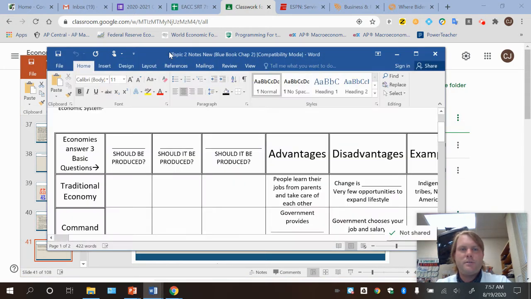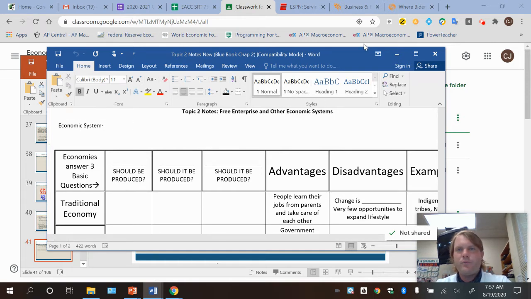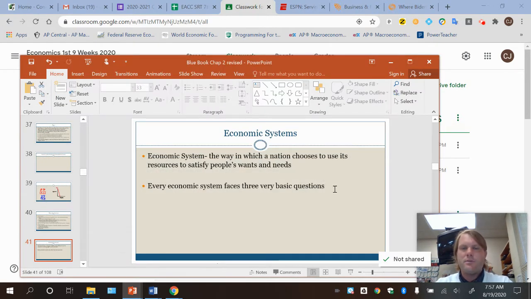So an economic system is simply how we make decisions, right? Individually as well, we analyze the costs and benefits, what's best for us, what are we going to do? Well, entire economies need to do the same thing. And they make the decisions very similar to how we do. Now, you're never going to satisfy everybody, but governments and societies face 3 very basic questions, basically the same questions that you and I would face.